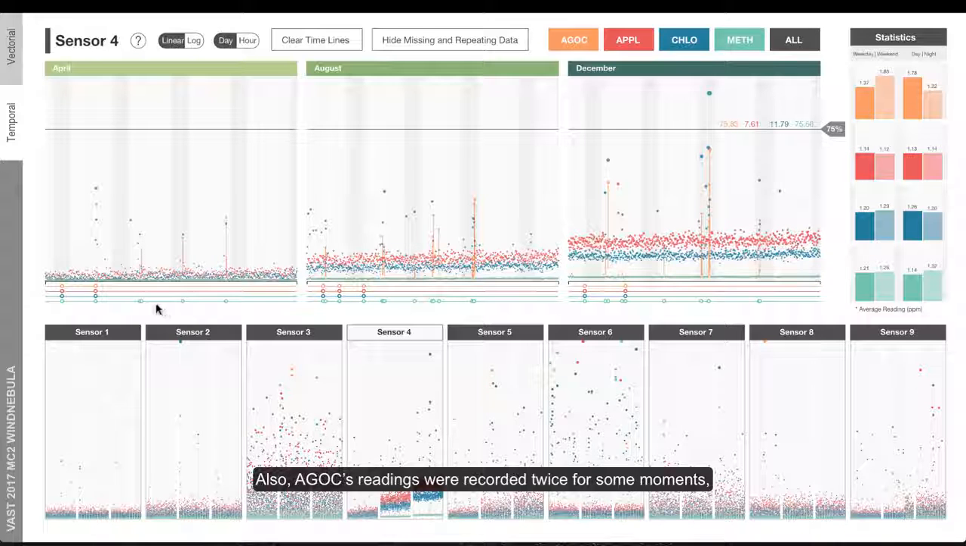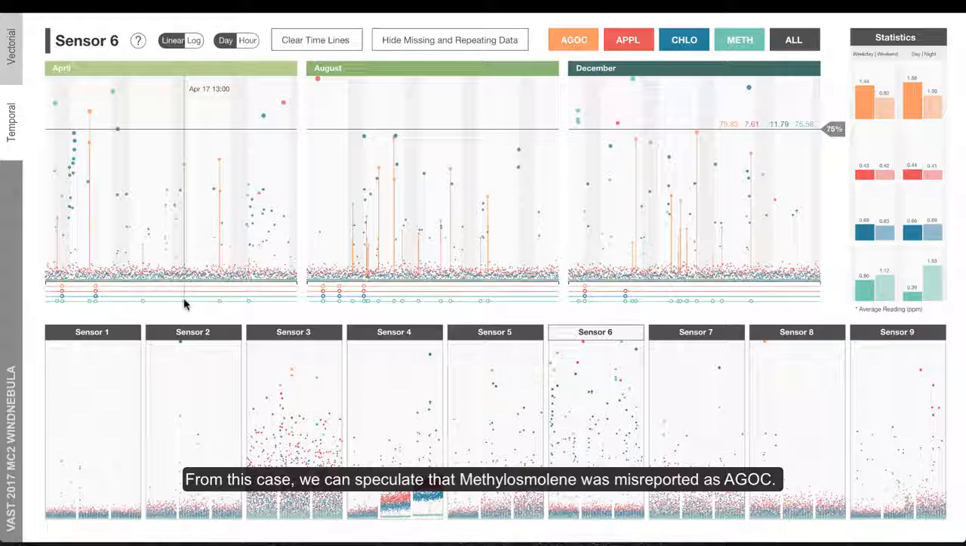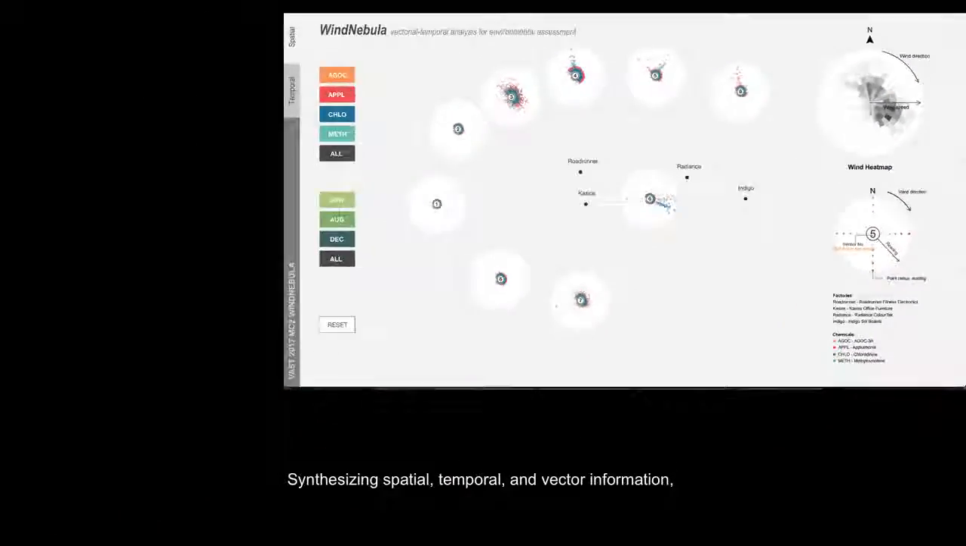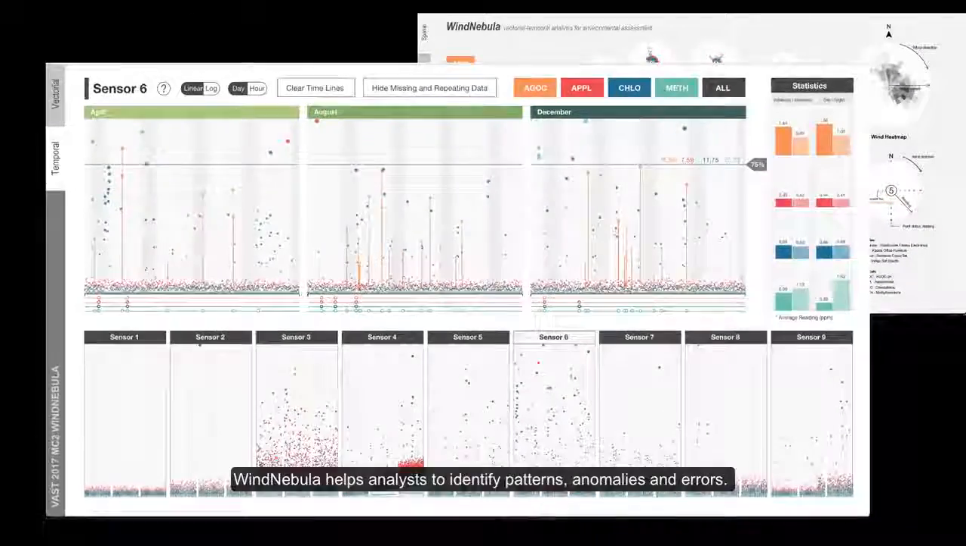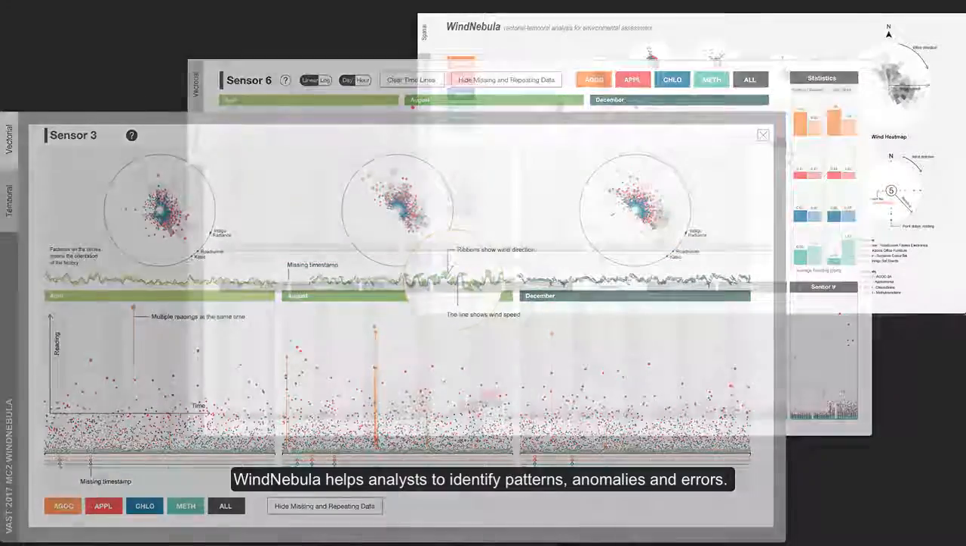Also, AGOC's readings were recorded twice for some moments, while corresponding methylamine's readings were missing. These errors have strong coincidence and happen at all sensors. From this case, we can speculate that methylamine was misreported as AGOC. Synthesizing spatial, temporal, and vector information, WindNebula helps analysts identify patterns, anomalies, and errors.